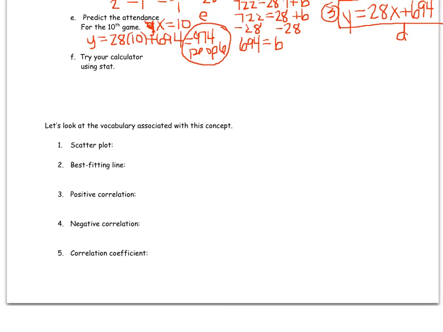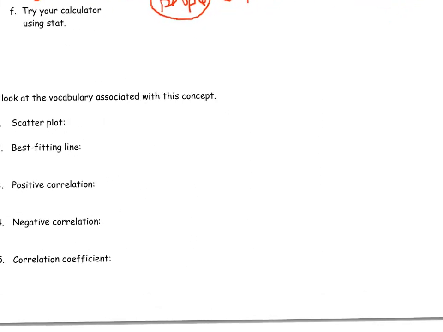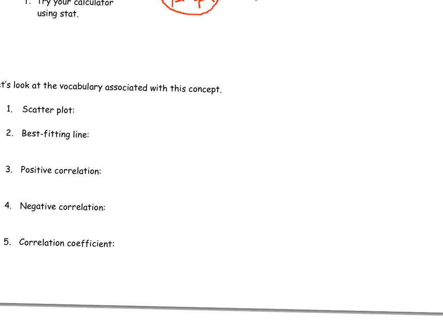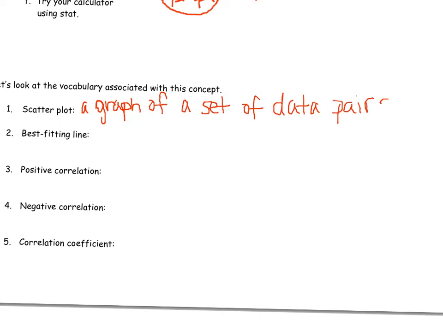So let's look at some of the vocab associated with this. I'm going to make my page a little bit larger so I can see better and write clearer for you. So scatterplot is our first vocab word. A scatterplot is just a graph of a set of data pairs. That's what a scatterplot is.